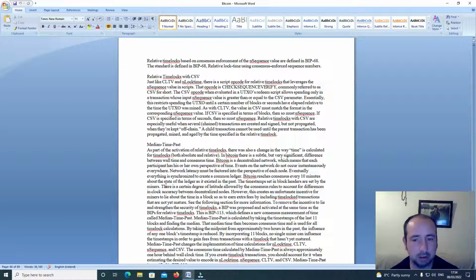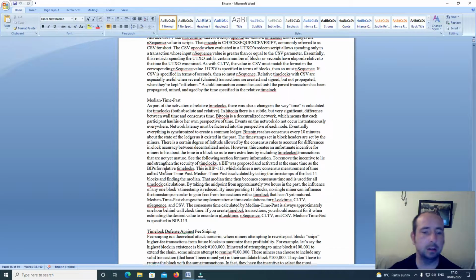Relative time locks with CSV are especially useful when several chained transactions are created and signed but not propagated. When they're kept off chain, a child transaction cannot be used until the parent transaction has been propagated, mined, and aged by the time specified in the relative time lock.